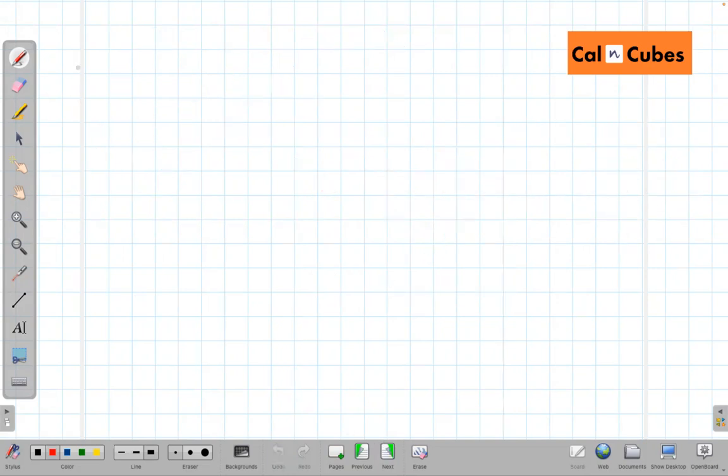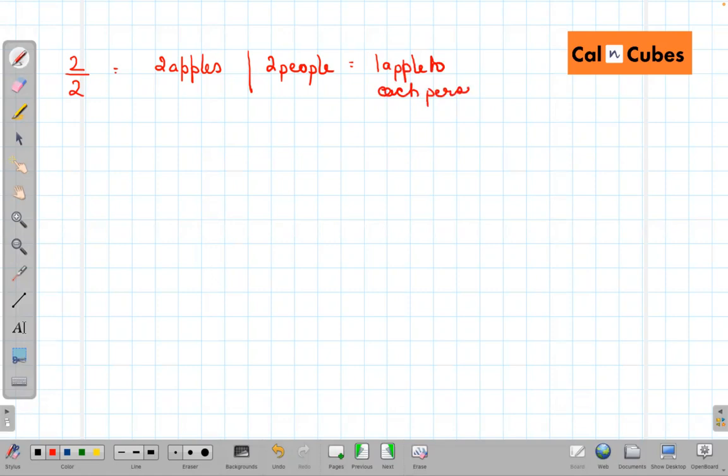Now see, if I write 2/2, what does it mean? There are 2 apples and there are 2 people. So how many apples will each person get? Ma'am, whole means one apple. Yes, it means one apple to each person.